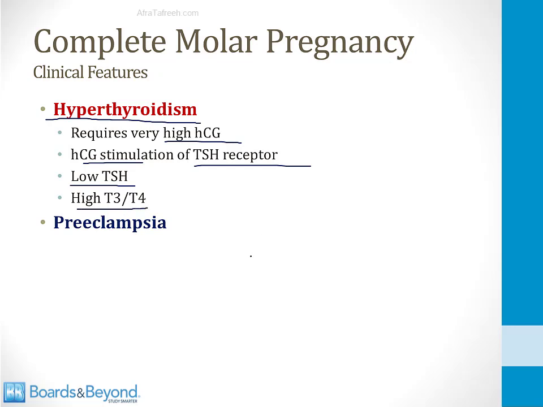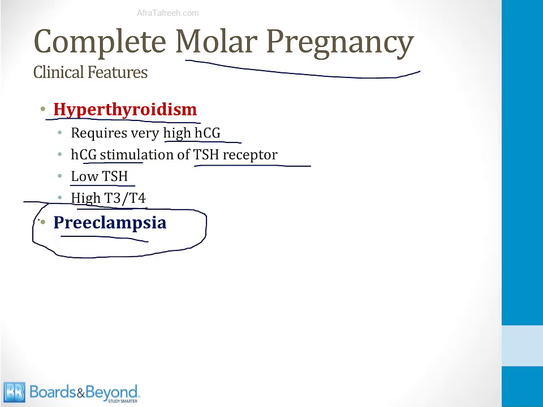And then finally, preeclampsia normally occurs in the third trimester in normal pregnancies. If you ever read a case where preeclampsia occurs in the first 20 weeks, meaning in the first trimester, one of the things you should think about is a molar pregnancy. A classic feature of this disorder is for preeclampsia, meaning hypertension and proteinuria, to occur in the first trimester before 20 weeks.